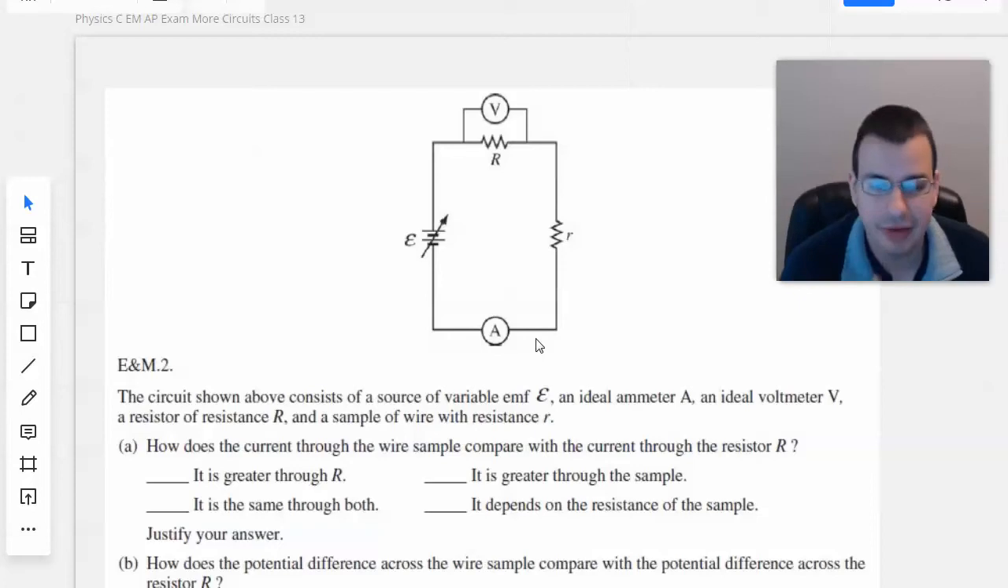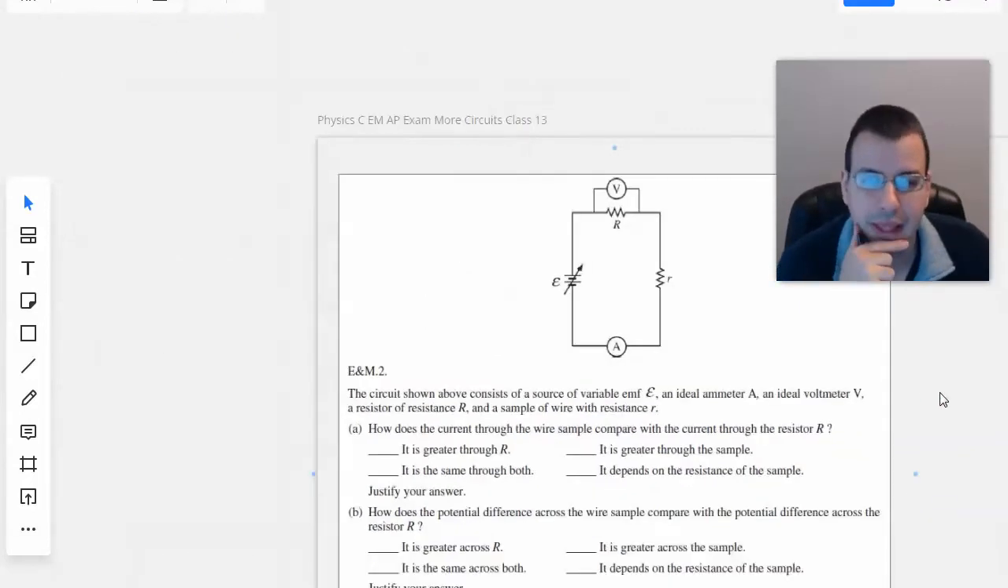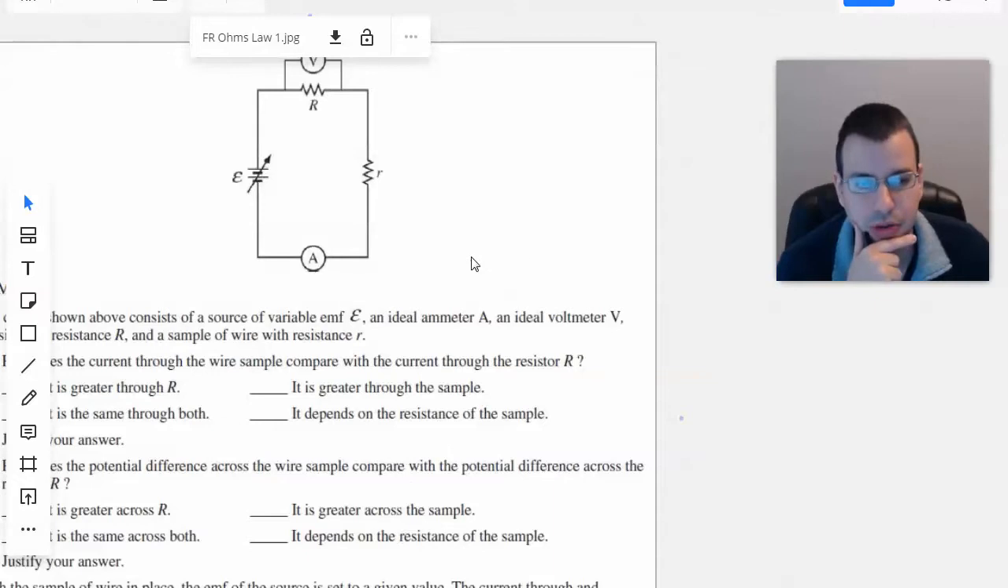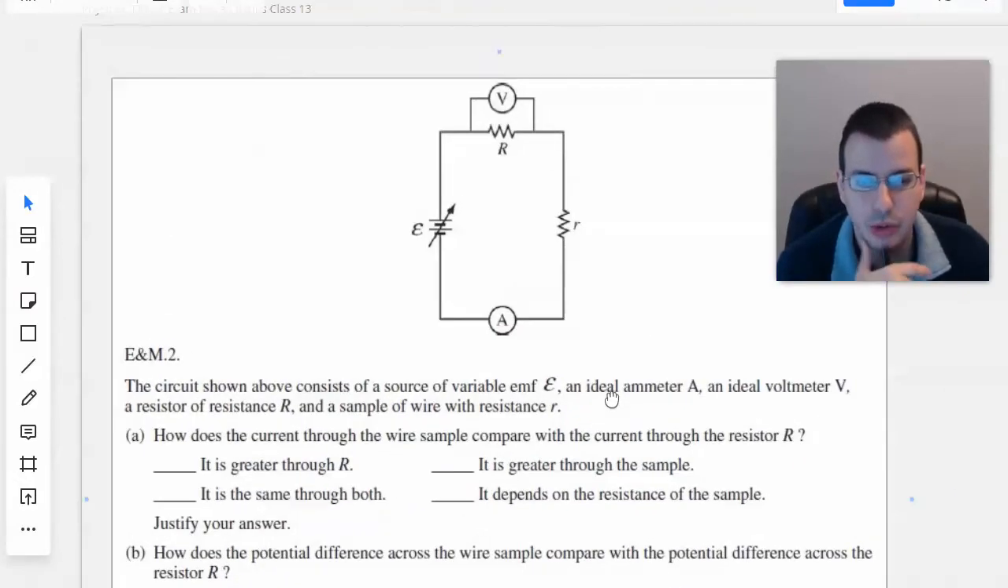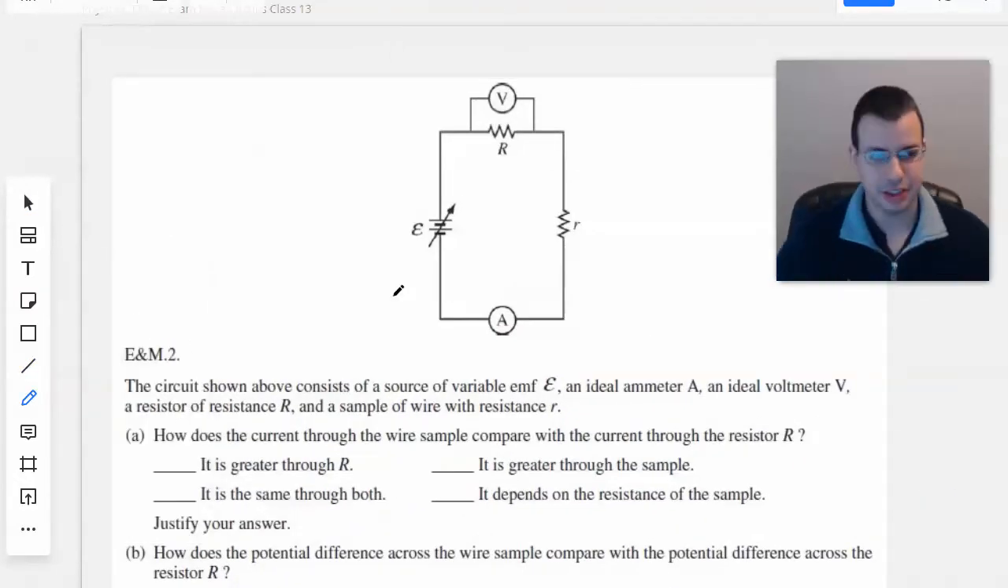So we have an AP style problem. Oh, thank God. Yep, that's good. And we're going to work through this and see where we go. Get a little bit of practice.